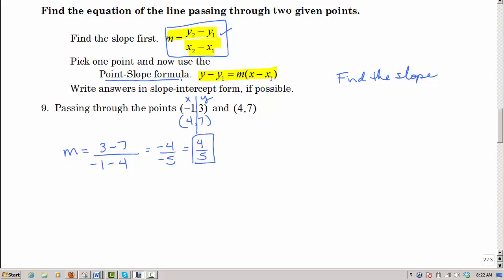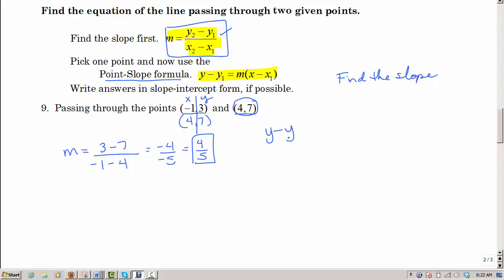Now I have to use my point slope formula. Well, what point do I choose? It doesn't matter. You can choose the -1, 3 or the 4, 7. I'm going to choose the 4, 7 just because it doesn't have a negative. But if you choose the other one, we'll still get the same exact answer, I promise.